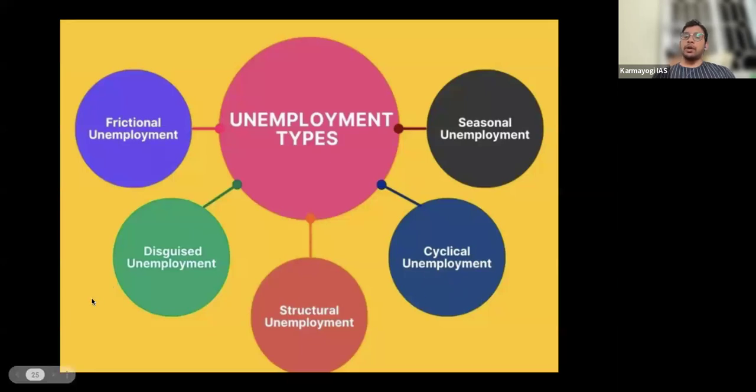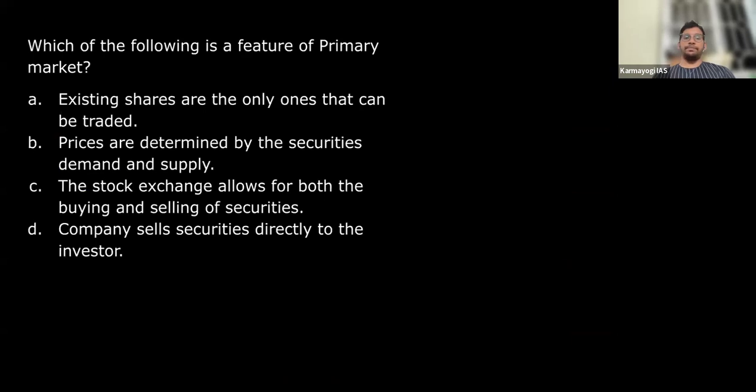Then cyclical unemployment means the economy grows in cycles. It will increase and then dip, increase, dip, increase, dip. So in a cyclical format, it increases and decreases, right? If unemployment is created in the dip cycles, that is called cyclical unemployment. Seasonal unemployment means unemployment in the off seasons. For example, farmers are more active in the monsoon season, and after that there is no employment. That situation is called seasonal unemployment.